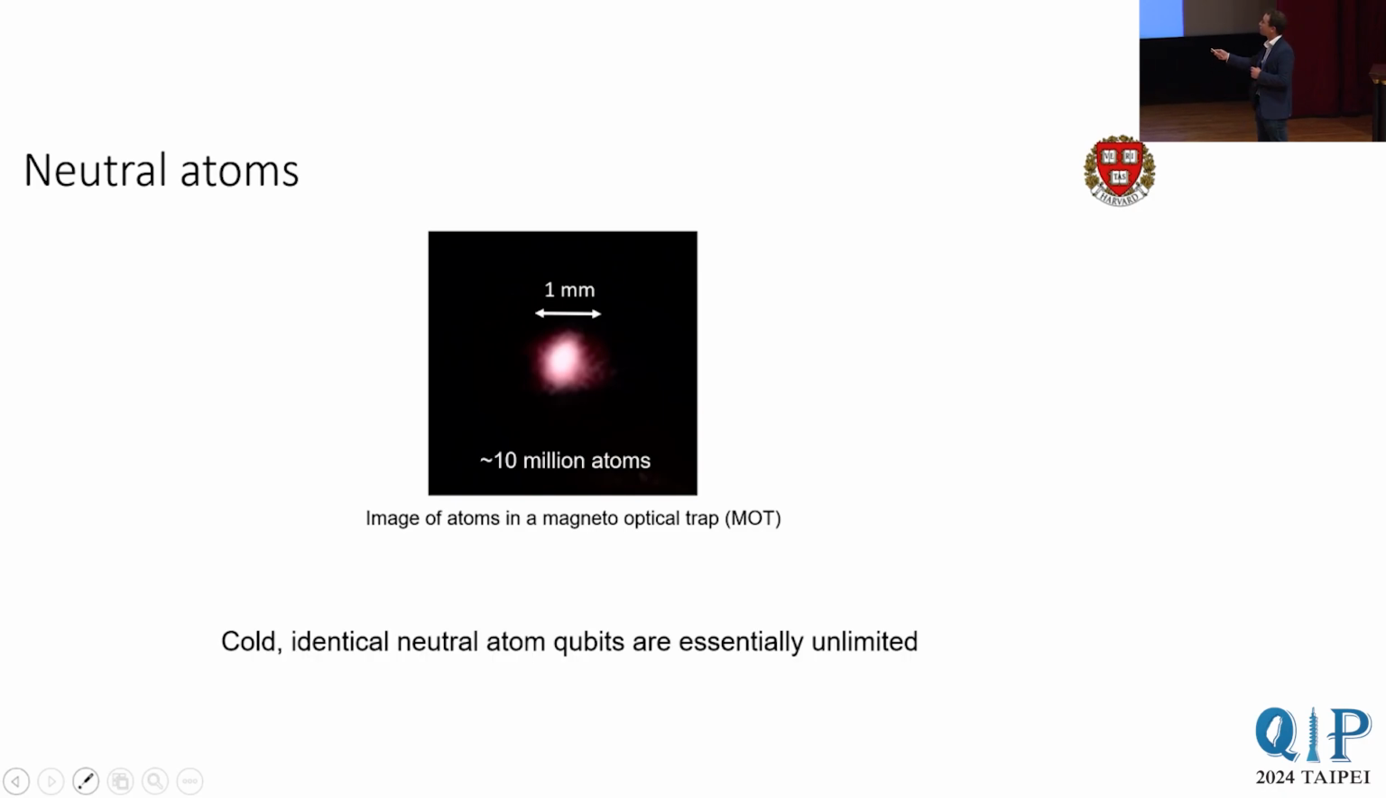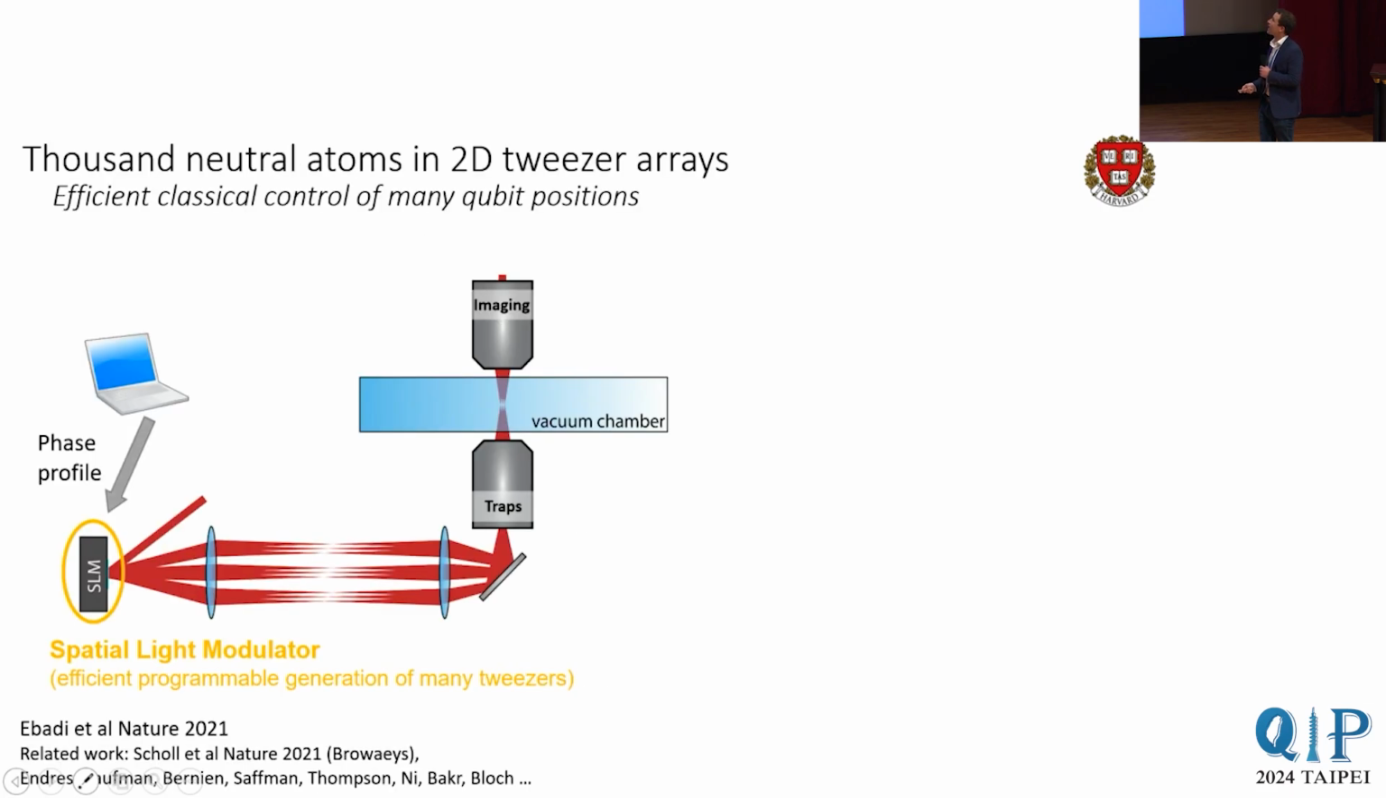What you should take away from this image, this is a very standard thing, not unique to our lab, is that these cold and identical neutral atom qubits are essentially unlimited. So clearly the number of qubits is not a problem, especially in this system. The problem, as I have mentioned, is that of efficient classical control. And that's baked into our experiment from the very beginning, where we can now trap and manipulate on the scale of 1,000+ neutral atoms in 2D lattices. It's heavily leveraging this efficient classical control of qubit positions.